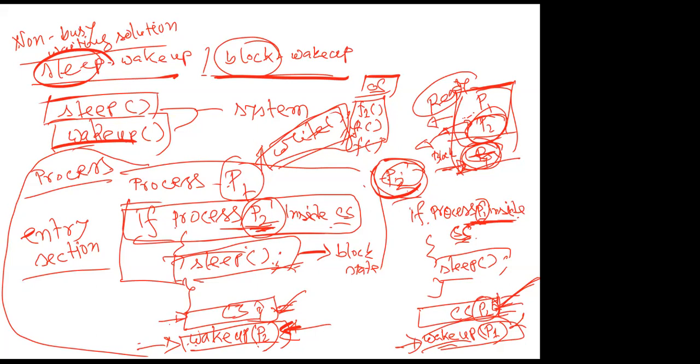Here we solved the problem by using the sleep and wake up methods. Now let's check some other formal problems for sleep and wake up methods. Let's check one of the problems called the producer-consumer problem. This is a very famous problem in operating systems.